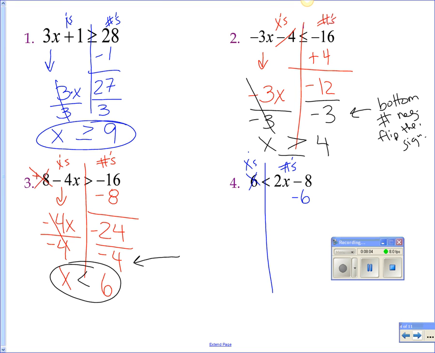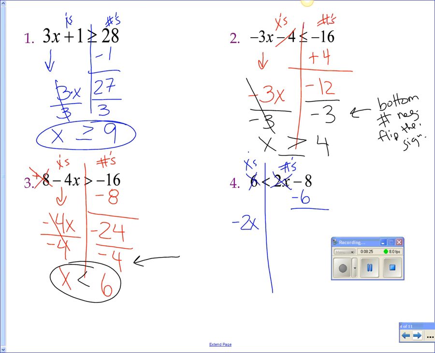Andrew, what else has to move? X, and it becomes what? So guys, I really need you to put X's on the left, because if your X is over here, your symbol is going to be pointing the wrong way. So that's why X's need to go on the left.